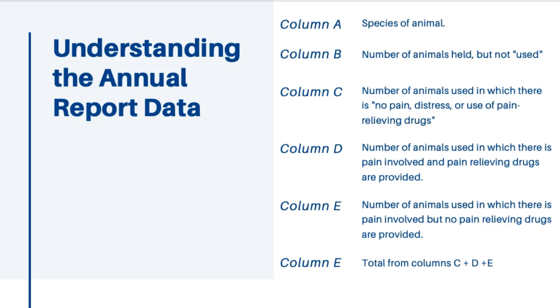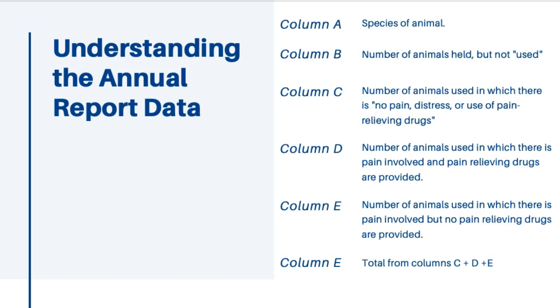Column C is the number of animals used in which, according to the researchers, there's no pain, distress, or use of pain-relieving drugs. It's important to keep in mind that the idea of what causes pain or distress is in the minds of the researchers and the IACUC committees. It does not include any of the distress or stress that might occur in terms of being housed in cages or in transport to being researched on. Nor does it include the basic distress that might occur when handled by lab technicians or in terms of being removed from their enclosures to be part of these experiments.